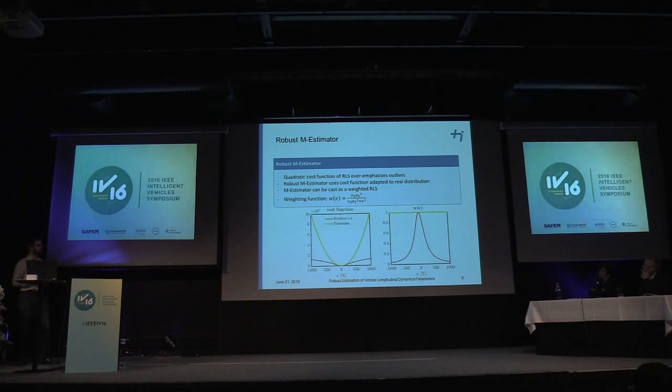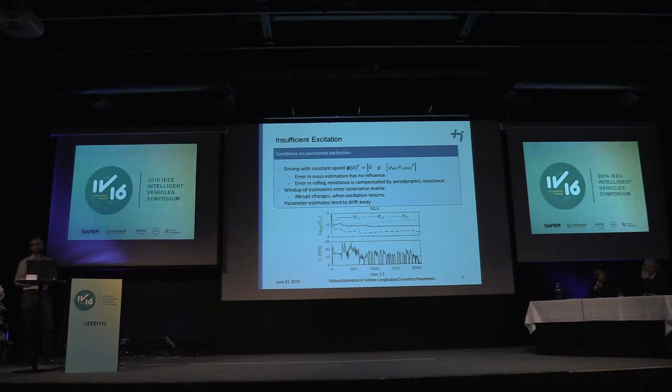So what we are doing is we use the adapted cost function here in red, which does not overemphasize these huge measurement errors. This can be simply included into the RLS algorithm by a weighted RLS algorithm. You see here the weighting function, it's quite simple, and what it does can be seen on the right-hand side here. The normal RLS algorithm has a weighting of 1 for all residuals, and this robust M-estimator has an adaptive weighting function that weights huge residuals with lower weights, and thus makes the algorithm more robust.